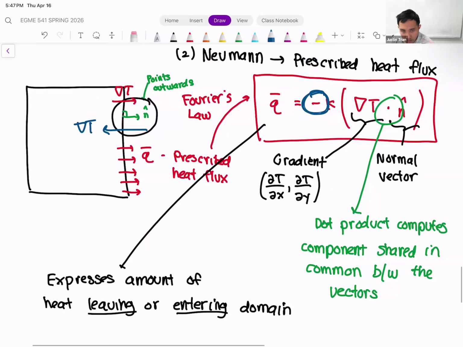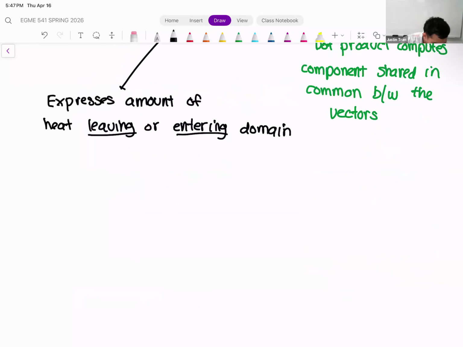All right, any other questions on Neumann boundary conditions? Okay, all right, so let's talk weak form now. We're just speed running our way to the finite element form.